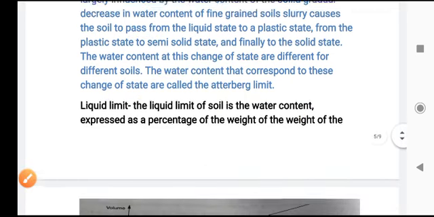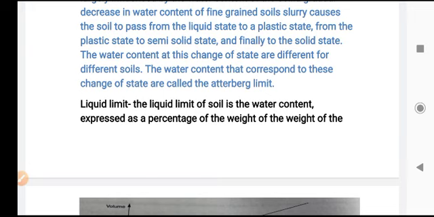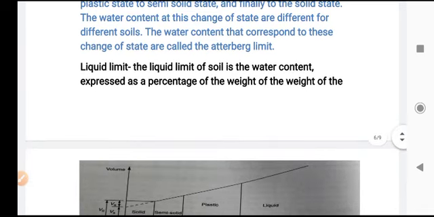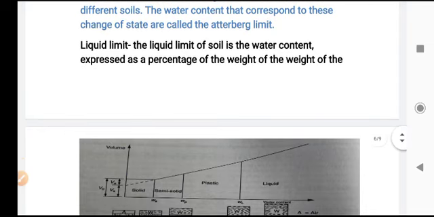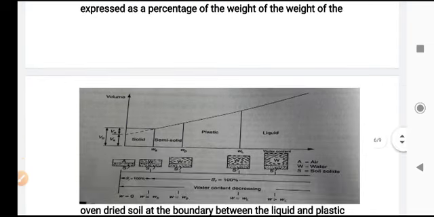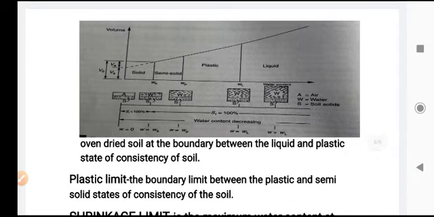Atterberg limits. From the Atterberg limits we calculate the liquid limit, plastic limit and shrinkage limit. What is the liquid limit? The liquid limit of a soil is the water content, expressed as a percentage of the weight of the oven dried soil, at the boundary between the liquid and plastic state of consistency of the soil. Or, the liquid limit is the water content at which soil changes from a plastic to a liquid state.